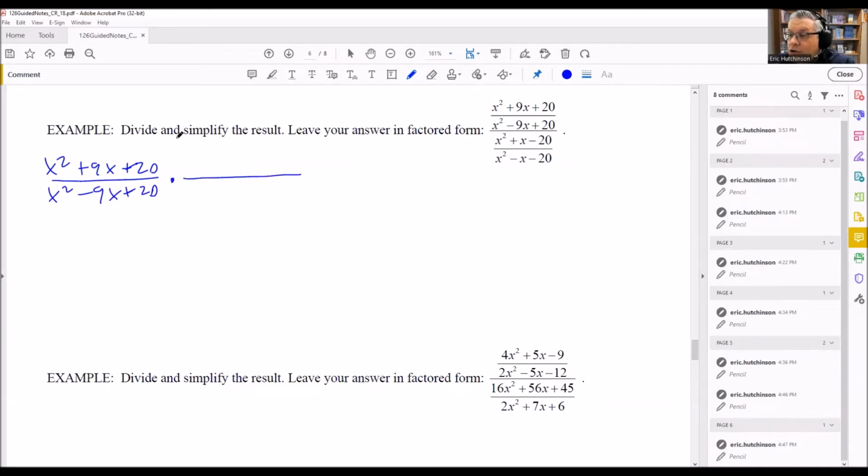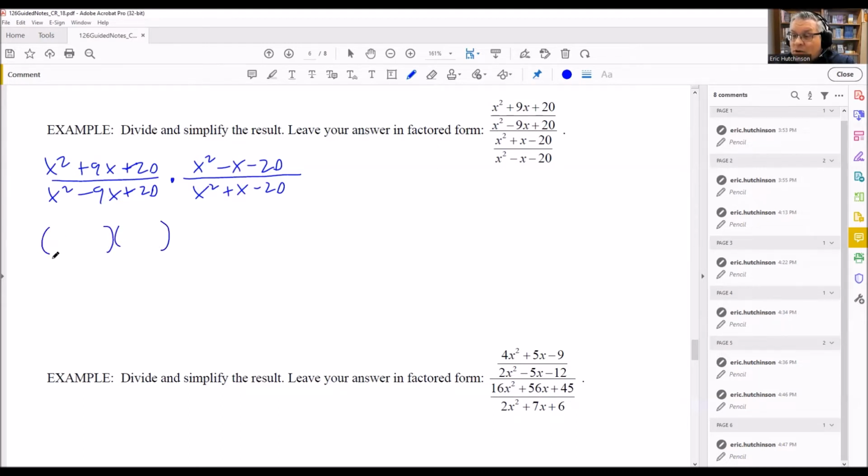Now be careful when you put these signs in here. The signs do not change at all. We're just simply flipping the fraction over. So now we have the signs are correct. Next thing we're going to do is factor each of these, all four of these things.